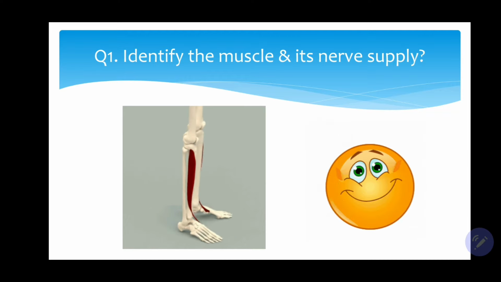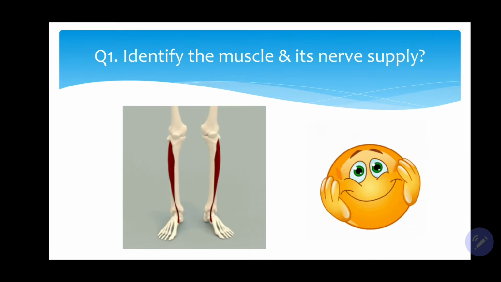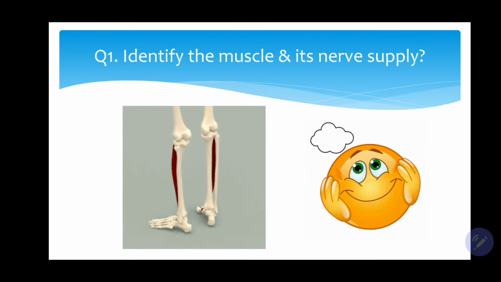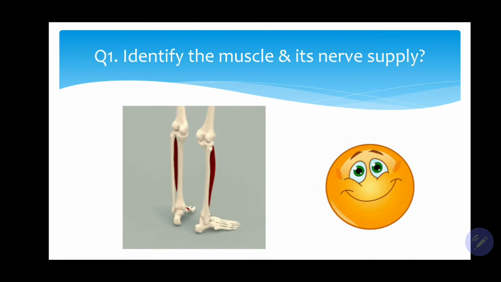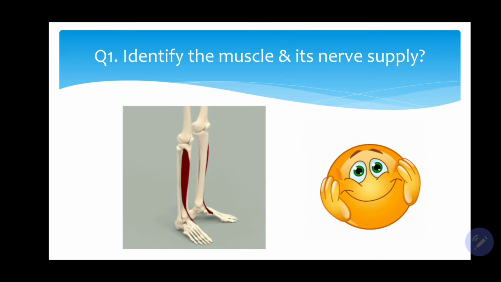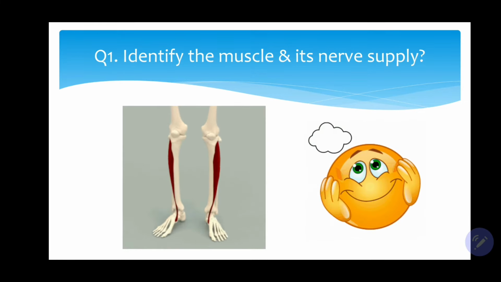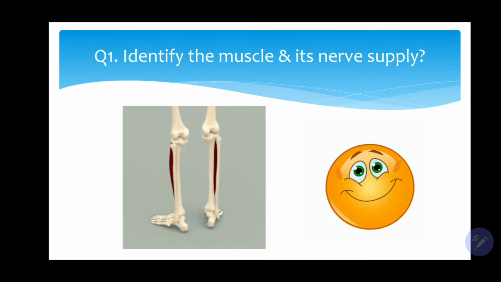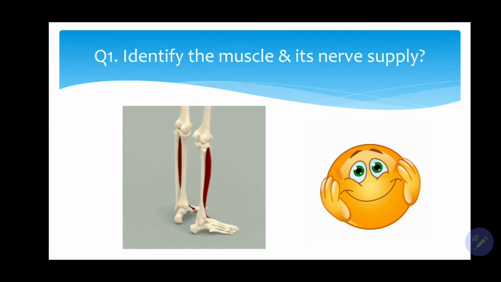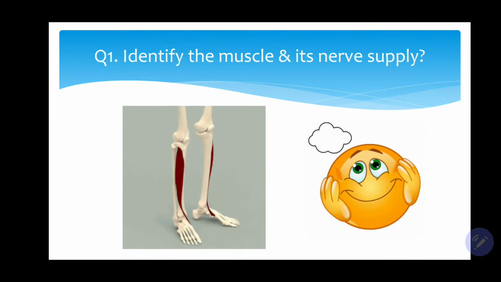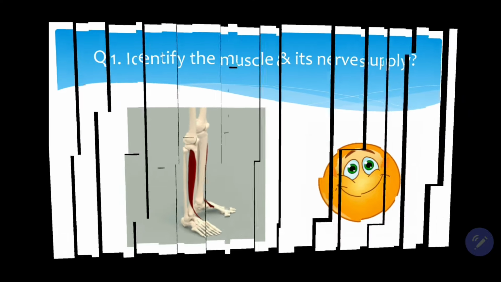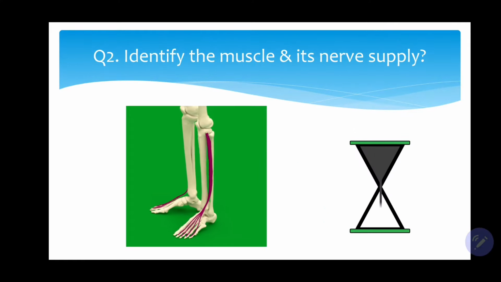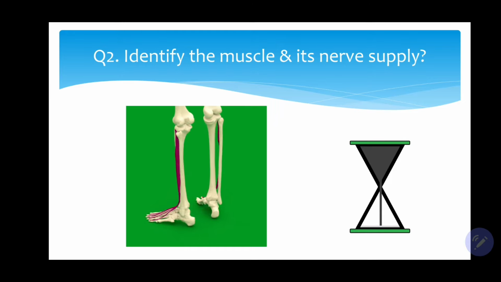Okay, and the nerve supply, I think it's very easy in case of lower limbs. In fact, in the thigh as well as in the leg, it's all easy because there are compartment based nerve supplies. So let me tell you, there are 4 muscles in the front of leg, and all of them are innervated by the deep peroneal nerve. So that is the nerve supply of tibialis anterior as well. Okay, identify the muscle and its nerve supply.